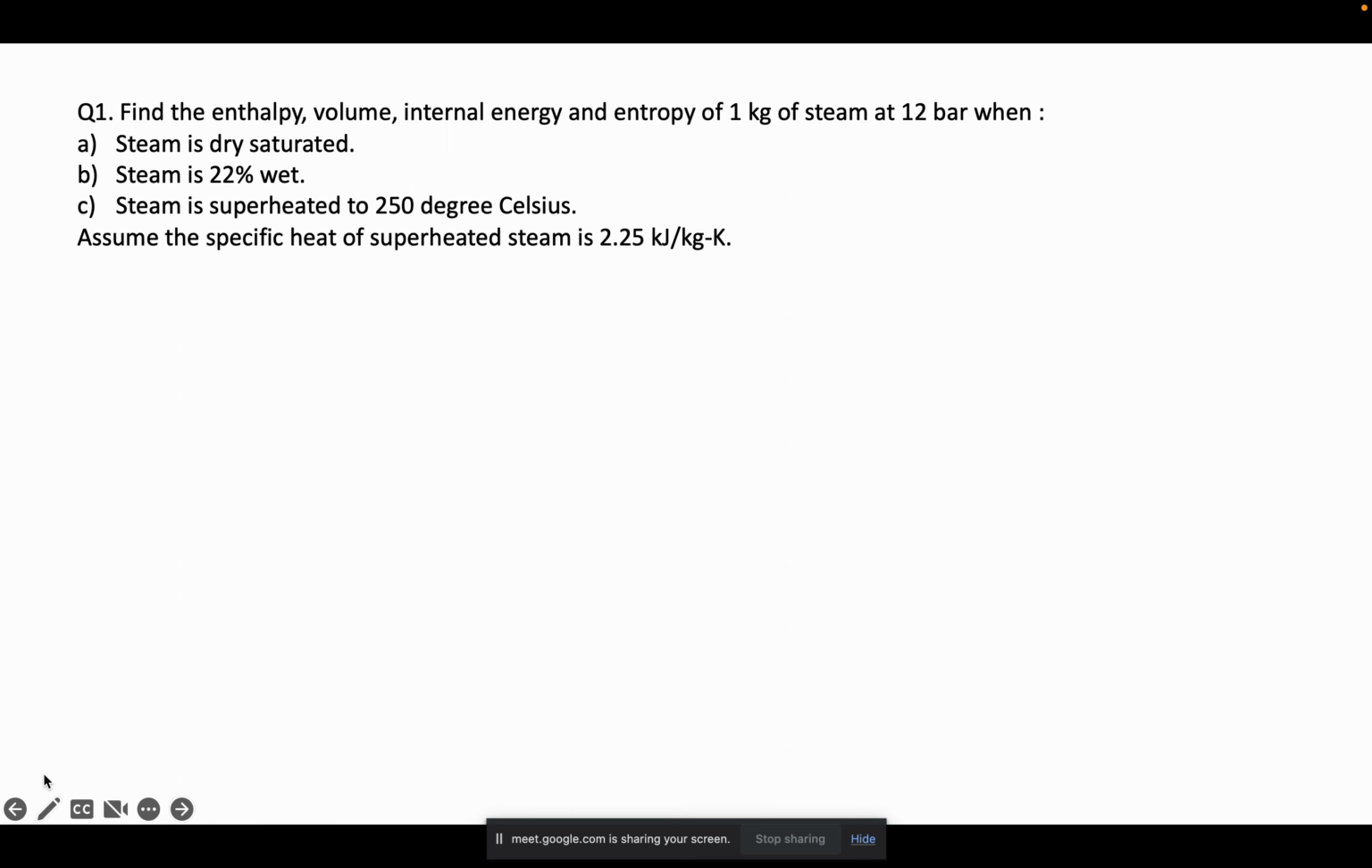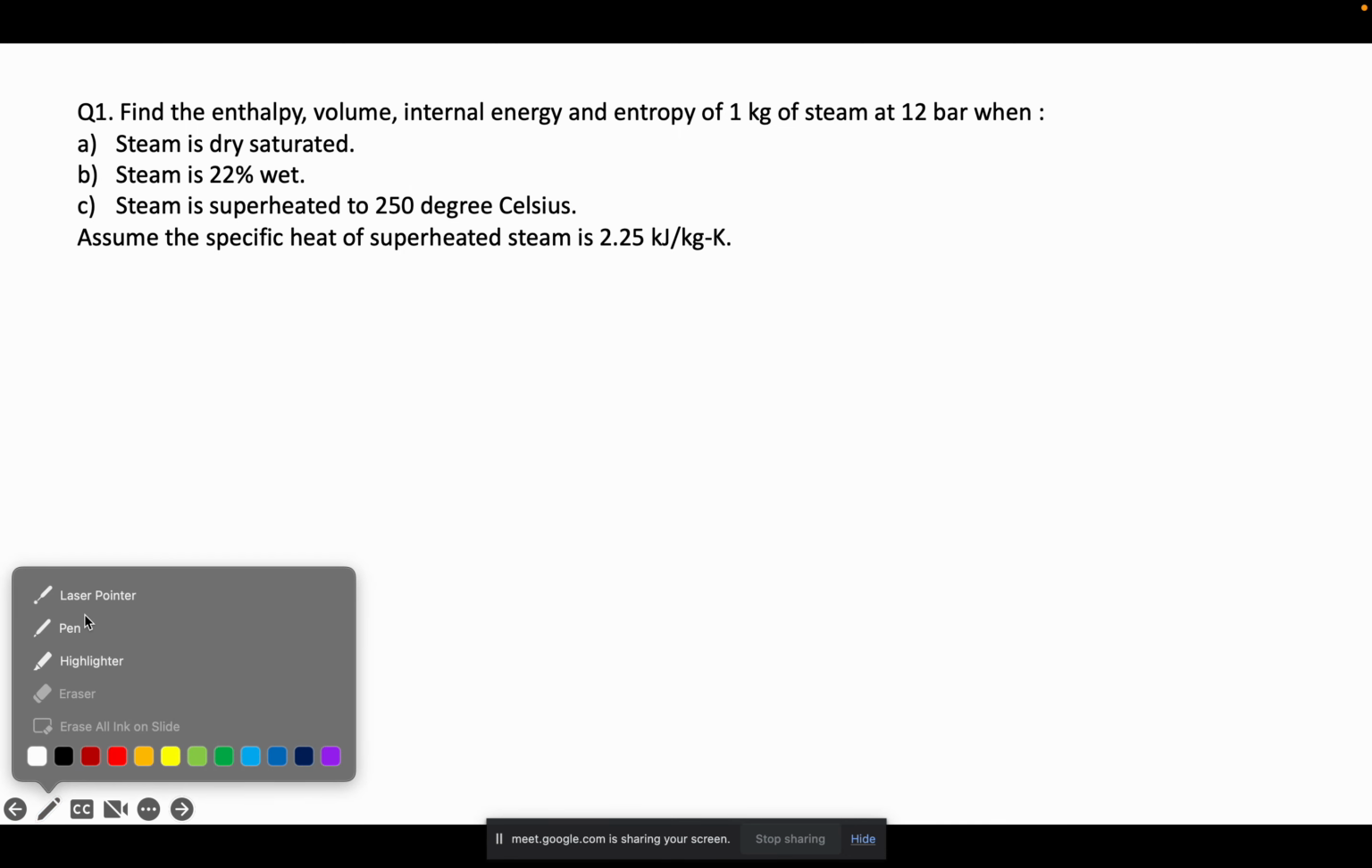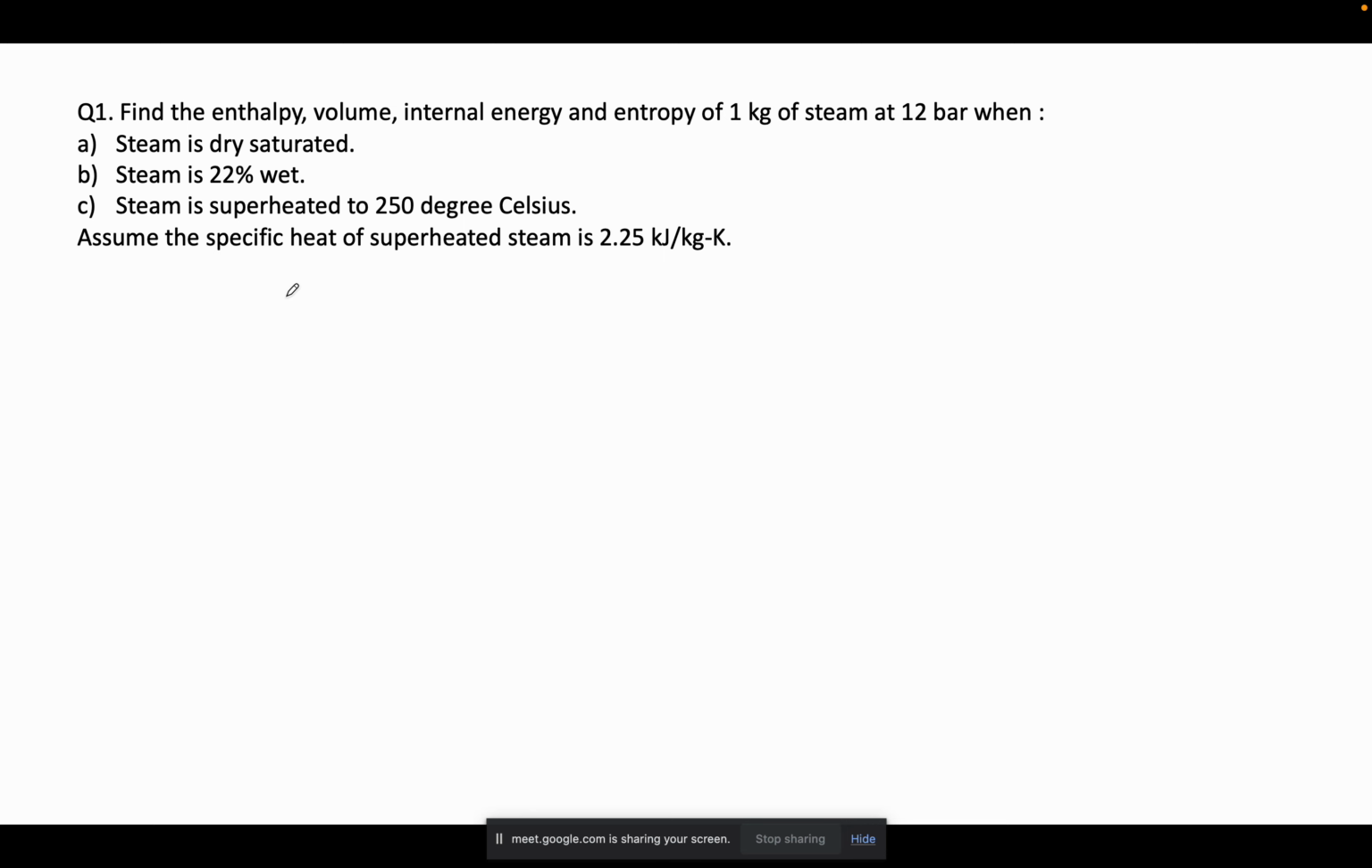Okay, so the first question is: find the enthalpy, volume, internal energy and entropy of 1 kg of steam at 12 bar when steam is dry saturated, steam is 20% wet, and steam is superheated to 250 degrees Celsius. And it's given that you can assume the specific heat of the superheated steam is 2.25 kilojoule per kg Kelvin. Okay, so first of all, let me show you how we should proceed.